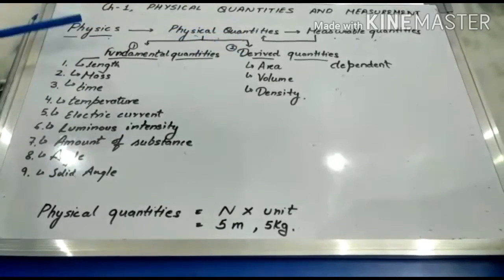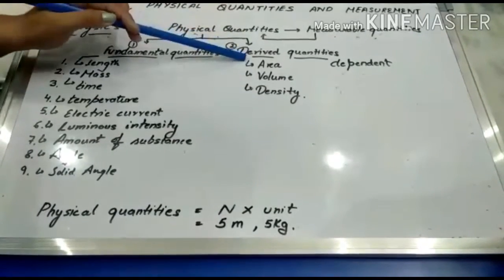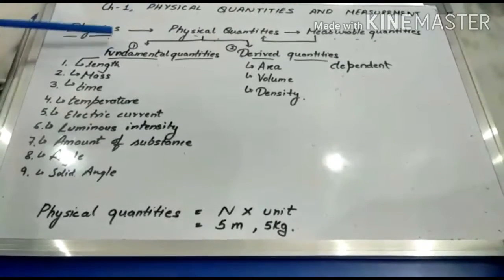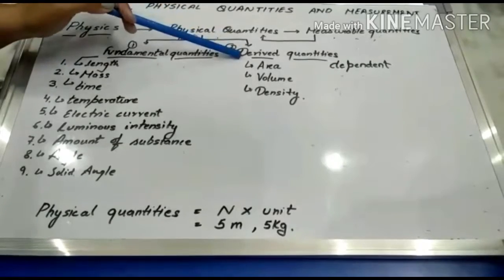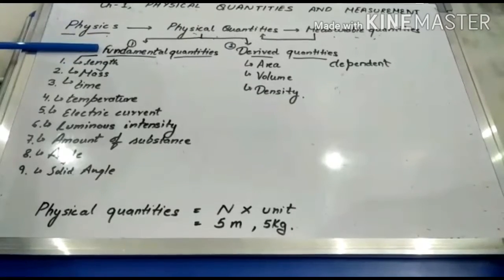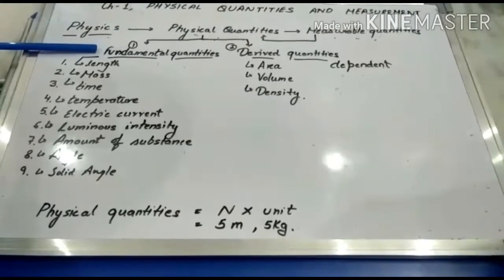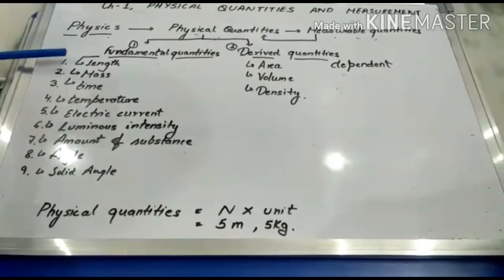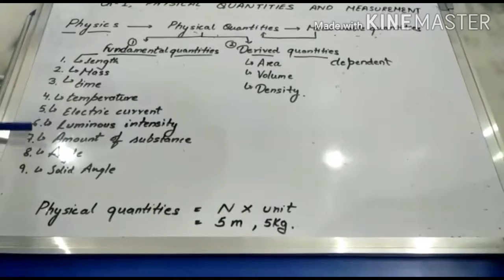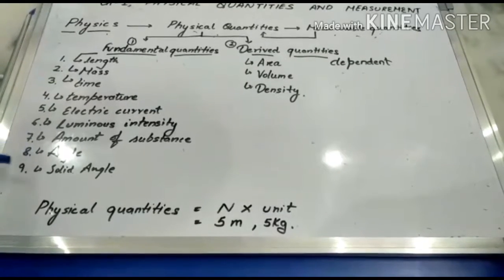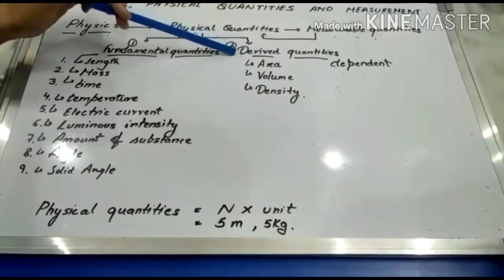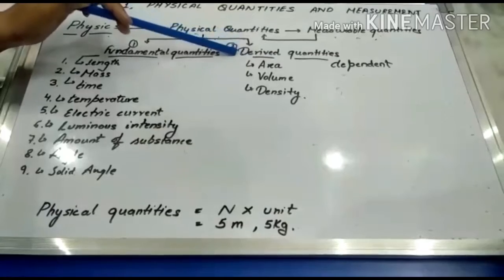I am giving a revision. Fundamental quantities and derived quantities are the two parts of physical quantity. Fundamental quantities are those quantities which are independent in nature. They do not depend on any other quantities for their formation. Example: length, mass, time, temperature, electric current, luminous intensity, amount of substance, angle, solid angle. And derived quantities are those quantities which depend on other quantities for their formation.